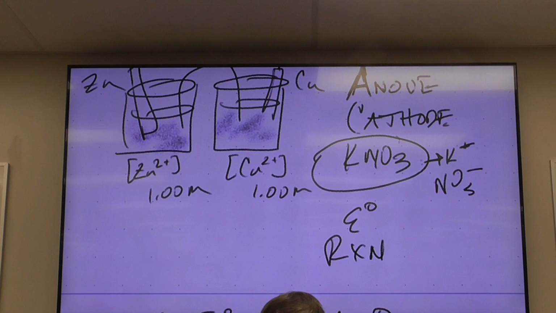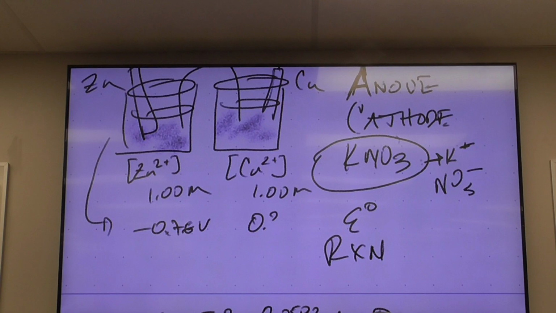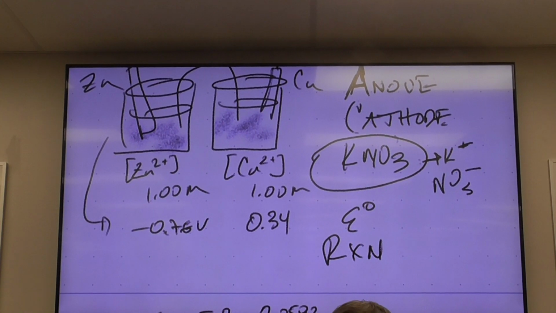Okay, so what do you have as the reduction potential of zinc? The straight reduction potential, negative 0.76 volts. Okay? What about copper? 0.34. Okay, so right away, which one is going to be more willing to go in the direction of the reduction, of being reduced? Copper.